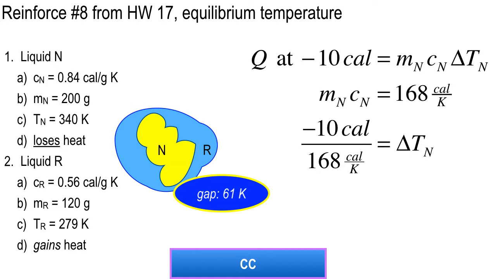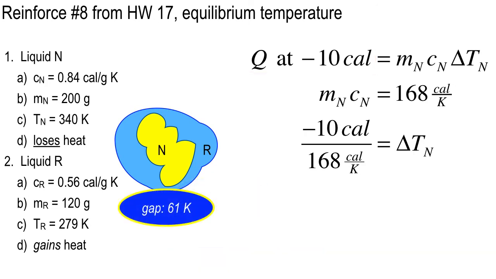The M times C, the mass of liquid N times the specific heat of liquid N, is always equal to 168 calories per Kelvin. And if you were doing the homework, you might remember I was working with 168 a lot on that problem. So you divide both sides by 168 and you get delta T subscript N. And remember, this here is your decision. It can be a good decision or a bad decision or a medium decision, depending on the size of your gap.